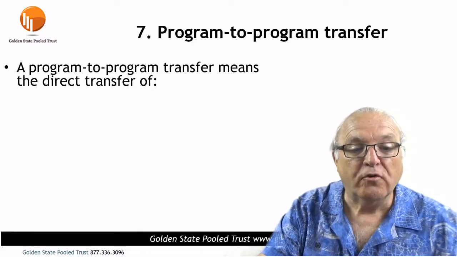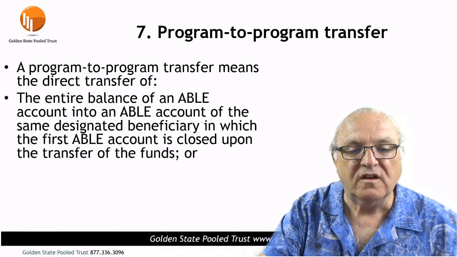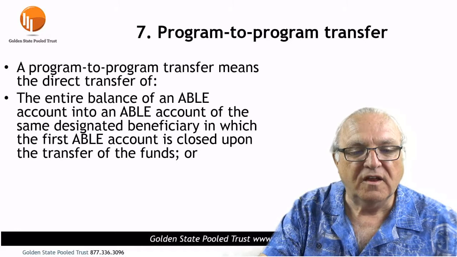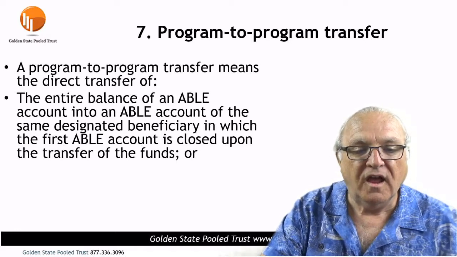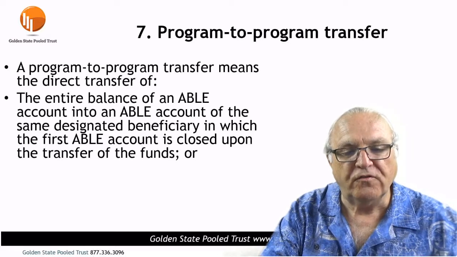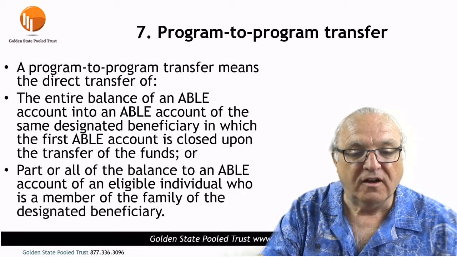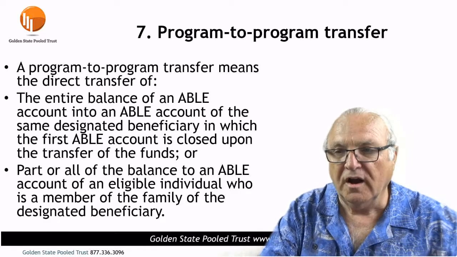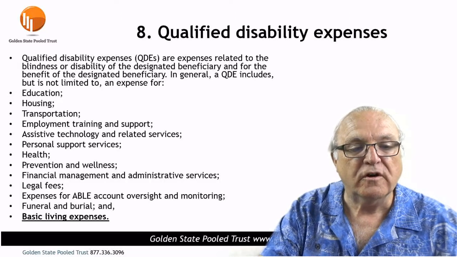A program-to-program transfer means a direct transfer of the entire balance of the ABLE account of the same designated beneficiary in the first ABLE account, and it's closed upon the transfer of the funds, or part or all of the balance, to an ABLE account of an eligible individual who is a family member, keeping in mind we're talking about siblings, of the designated beneficiary.